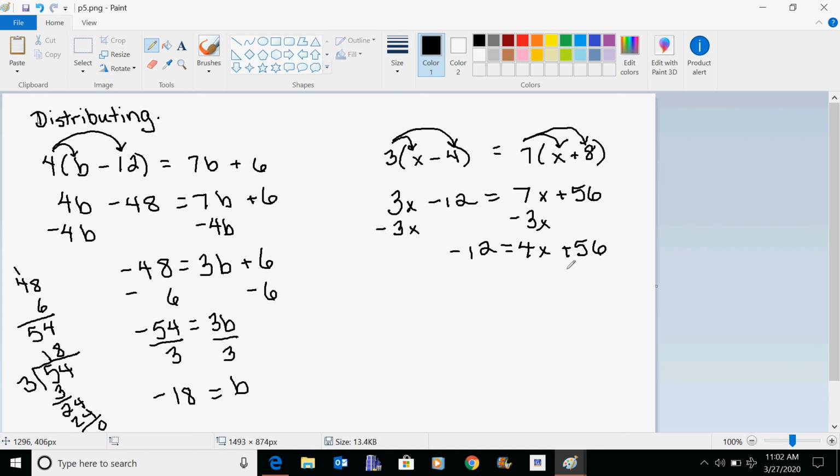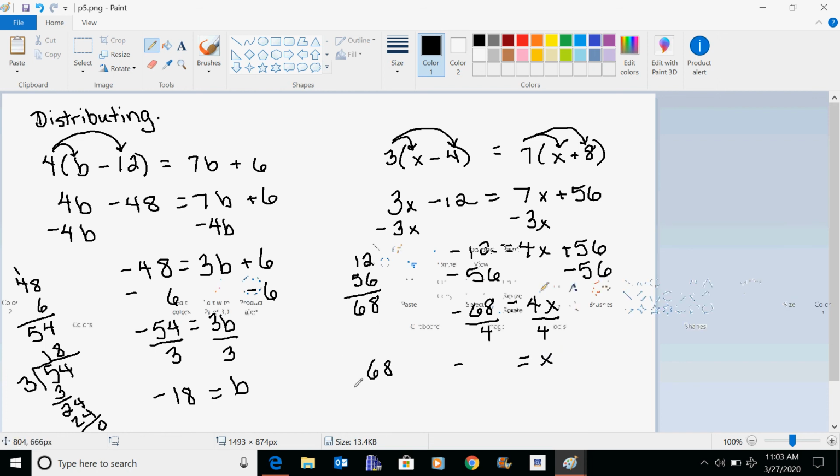Then we need to take away this 56. You're thinking of yourself starting at negative 12 on the number line and continuing to go further away from 0. We're going 56 further away from 0. You have negative 68. Okay. And then we're going to divide both sides by 4. We know we're going to get a negative something. So 68 divided by 4.